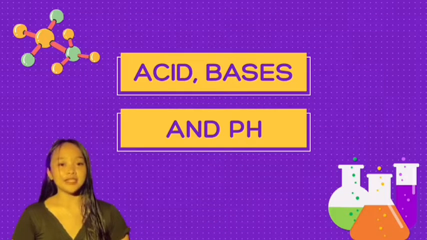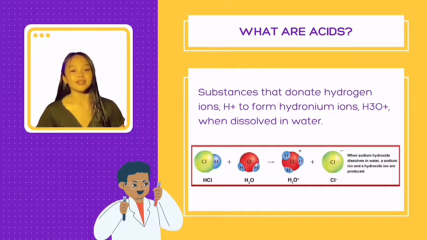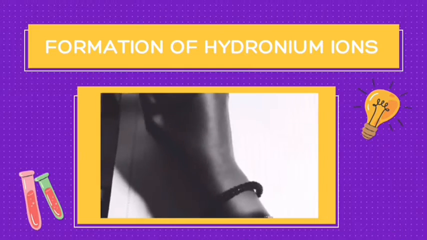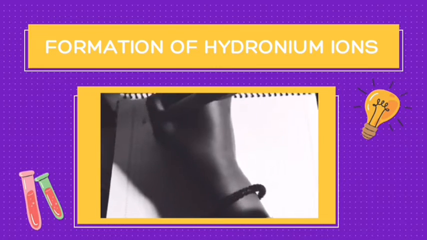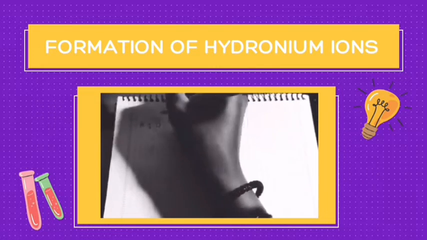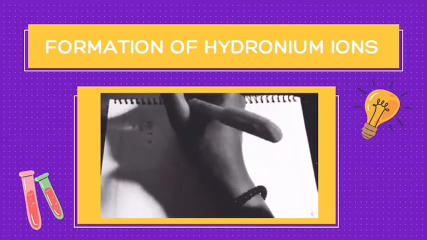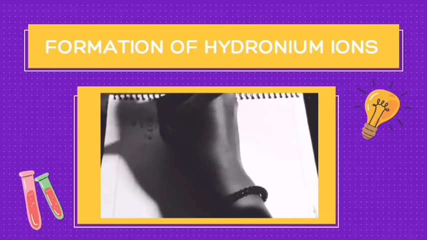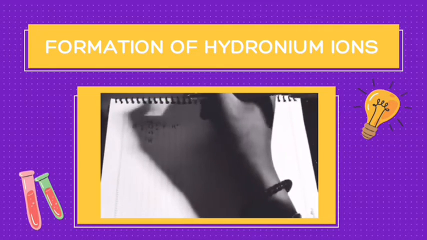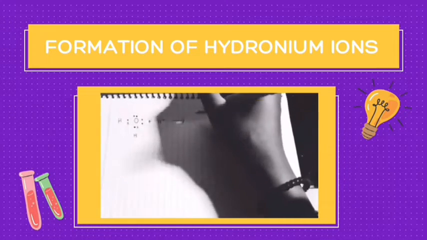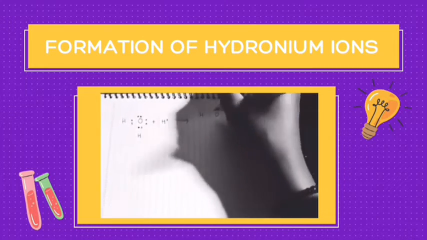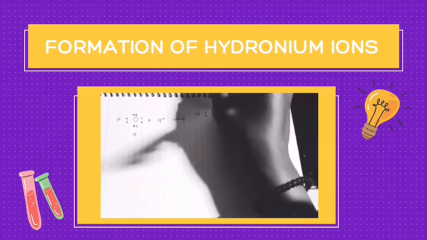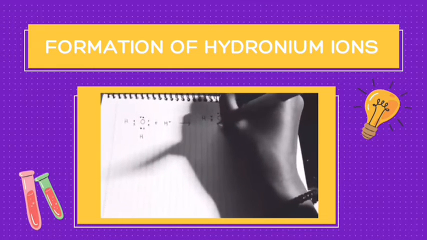Acids, bases, and pH. What is an acid? A substance that donates hydrogen ions to form hydronium ions. In water, the O atom contains 2 lone pairs of electrons after completing its octet. The hydrogen ion accepts 1 lone pair of electrons of the oxygen atom in a water molecule, leading to the formation of a coordinate bond.